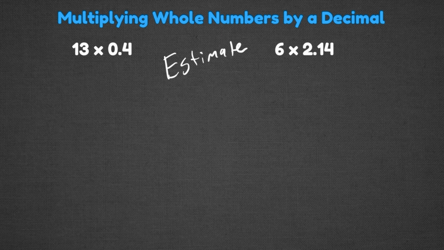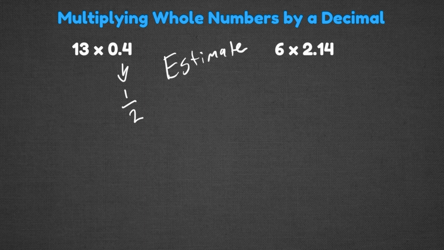I know that this number is pretty close to a half. It's a little bit smaller. So 13 times a half, or half of 13, is kind of what the ballpark is for the number that we want to get. So we're thinking maybe around 5 or something like that. So we're going to start with that.